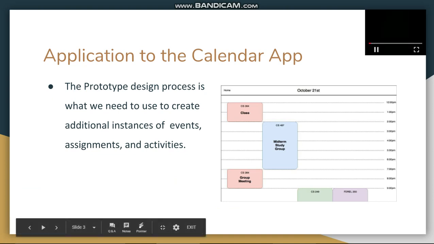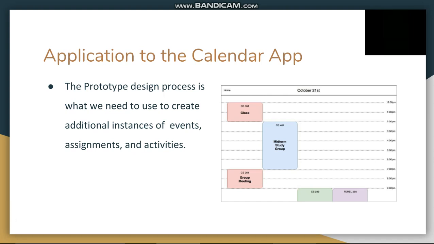How does this process apply to our calendar app? Well, first off, this prototype design process is perfect for implementing when we want to create instances of the same event, assignment, or activities over and over again across weeks or months and different periods of time. It allows you to change all instances of an event by changing one instance of the event instead of each one individually. And it allows you to change and create new events while using the app, which is really important.